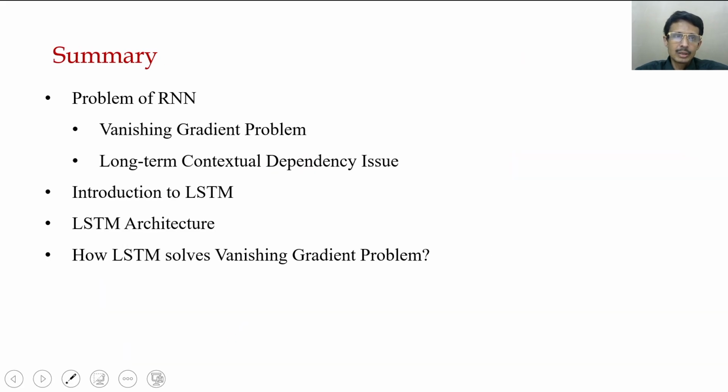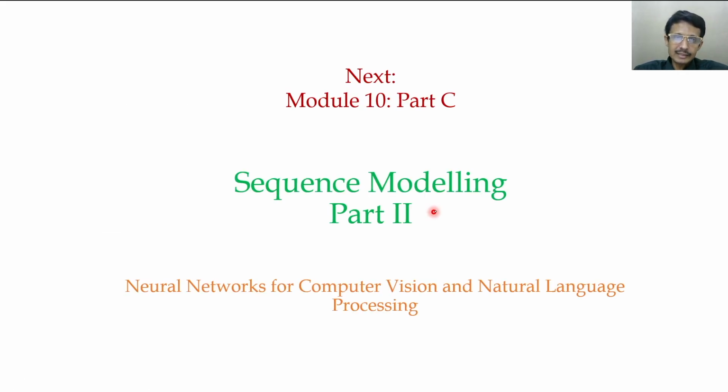Okay, so in this lecture, we have discussed the problems of RNN, vanishing gradient and long-term contextual dependency. Then we introduced LSTM, learned the LSTM architecture, and how LSTM solves the vanishing gradient problem and the long-term contextual dependency issue. In the next lecture we start part 2 of this.